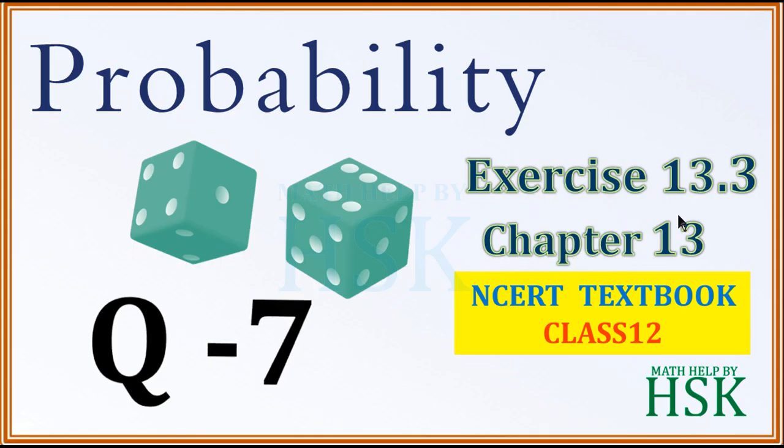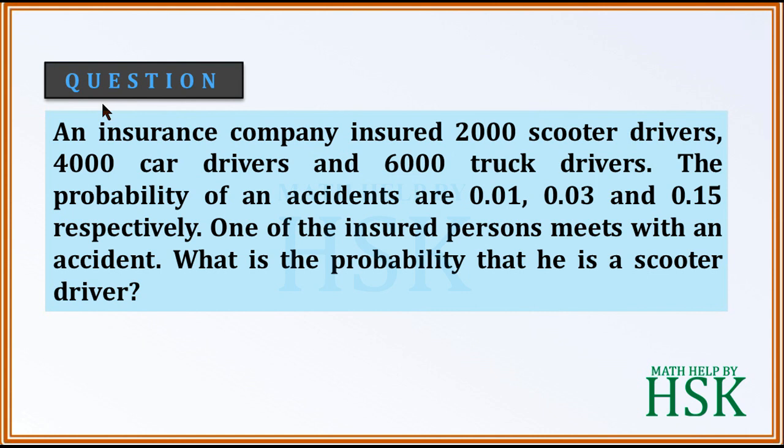Question number 7 of exercise 13.3. The question is, an insurance company insured 2000 scooter drivers, 4000 car drivers and 6000 truck drivers. The probabilities of an accident are 0.01, 0.03 and 0.15 respectively. One of the insured persons meets with an accident. What is the probability that he is a scooter driver?